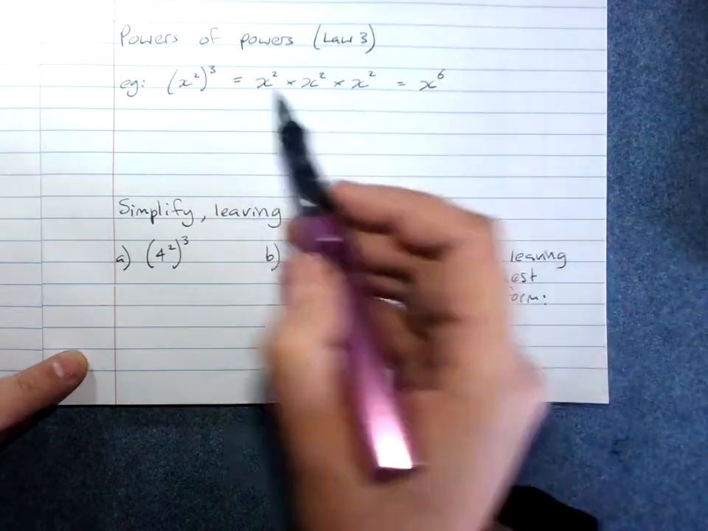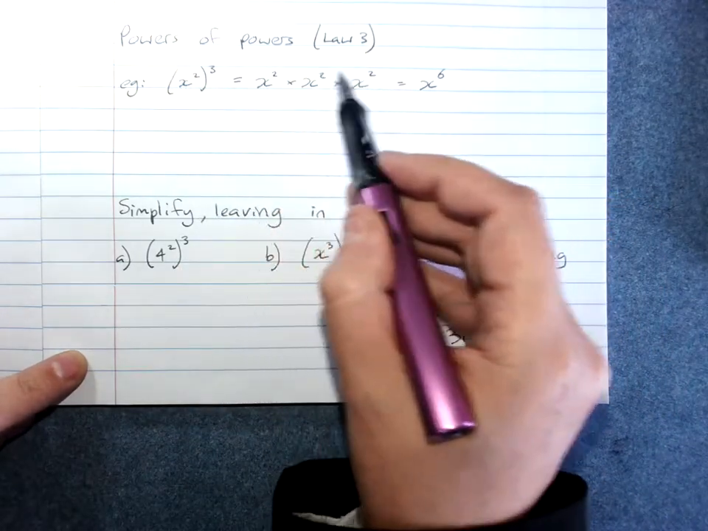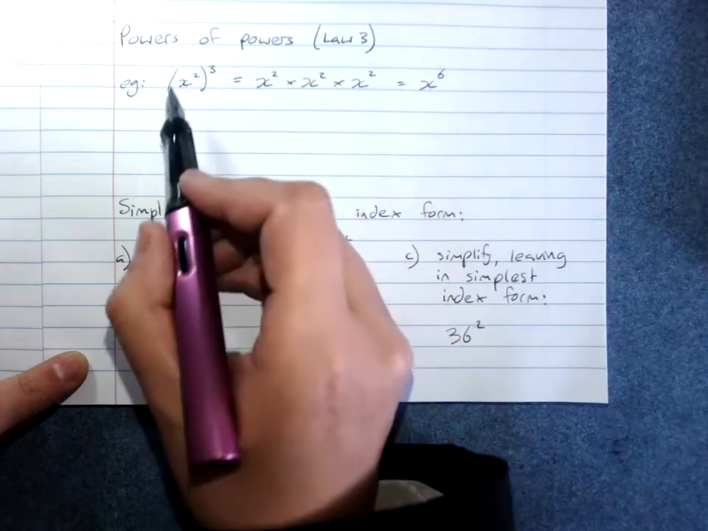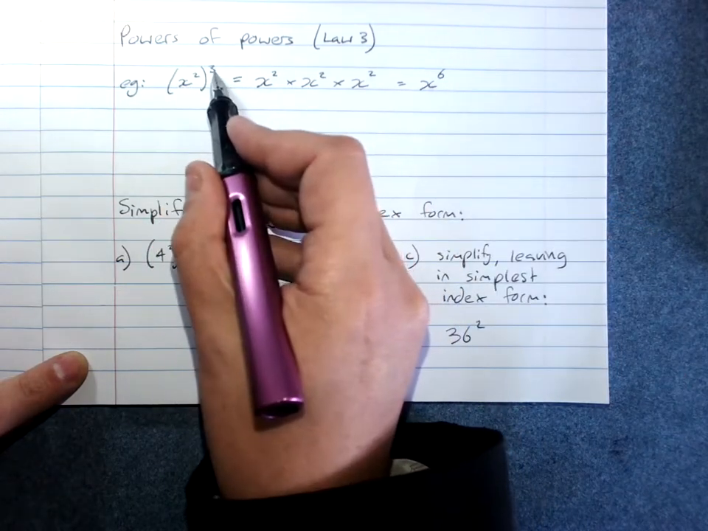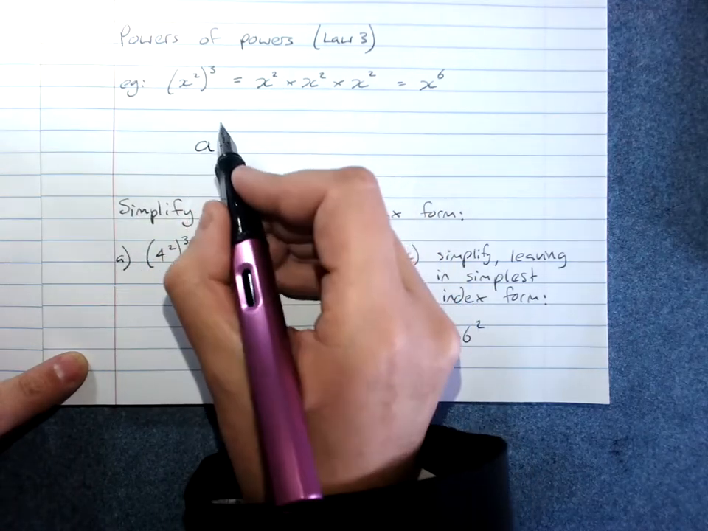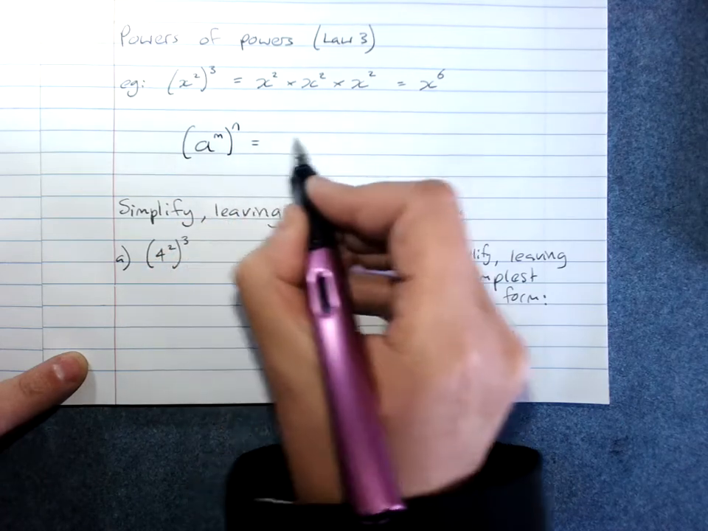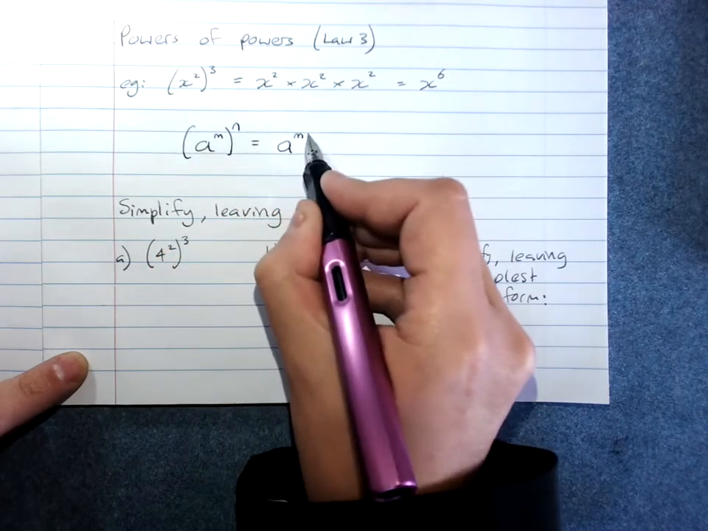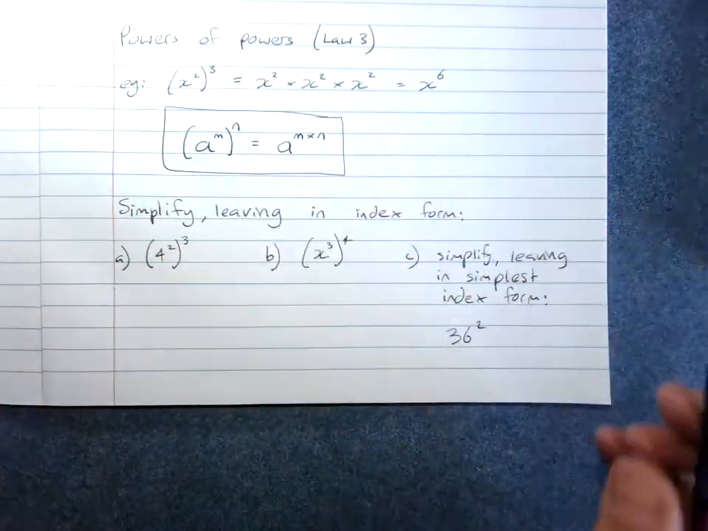Now remember, multiplication is just repeated addition. This is 3 lots of 2. 2 plus 2 plus 2 is 6. So you can see that our shortcut when I have a power raised to a power is to multiply the indices. And in algebra there, a to the m to the power n equals a to the power of m times n. That's our law in algebra.